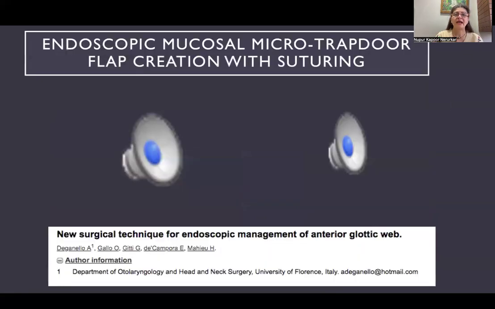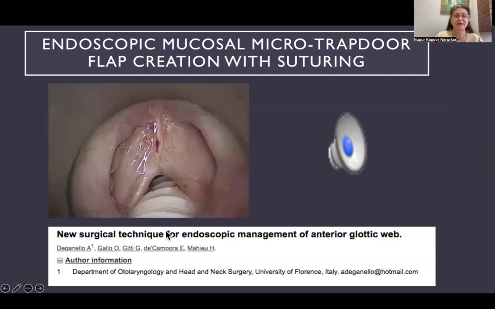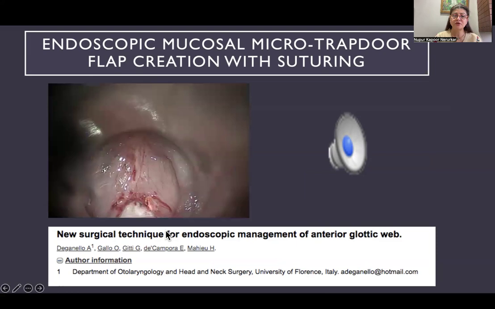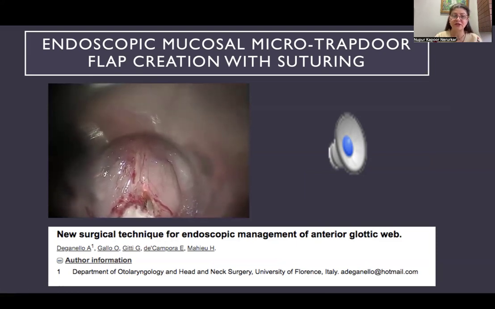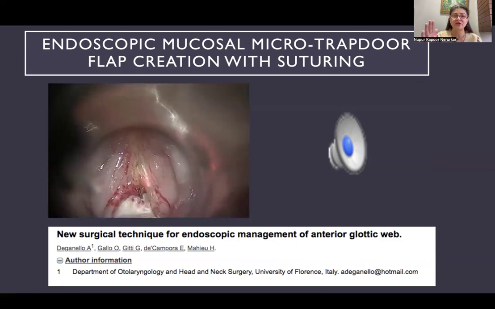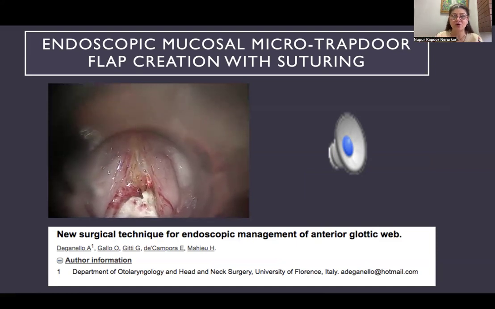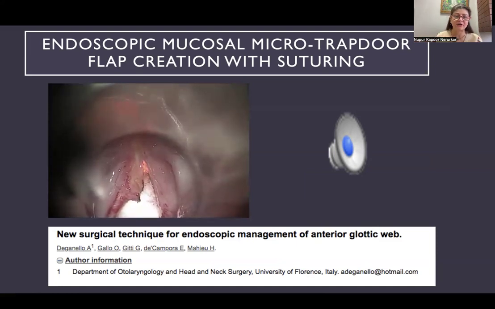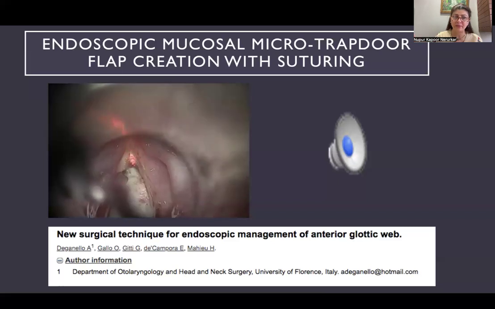Moving on, we have the endoscopic mucosal microtrapdoor flap creation with suturing surgery, which has been described. And here is an example of this surgery. So basically what is being done, again, you see the red line there, which is the AccuBlade of the CO2 laser, which is being used in a scanning mode. So an incision is being made on the imagined right vocal fold medial edge. And that results in the creation of a triangular flap, which is actually the flap of the web itself.